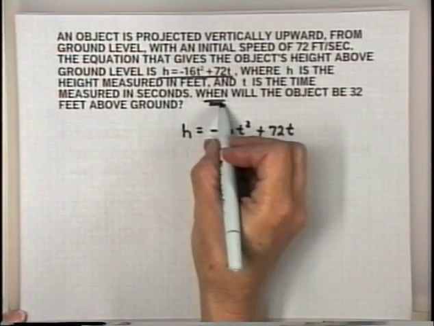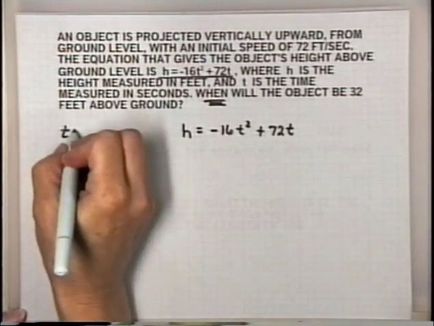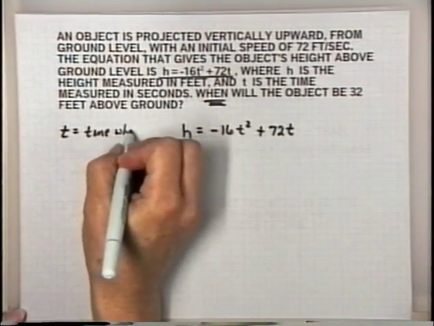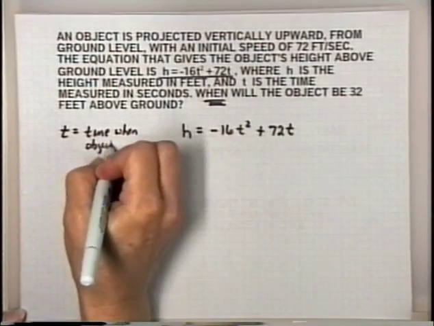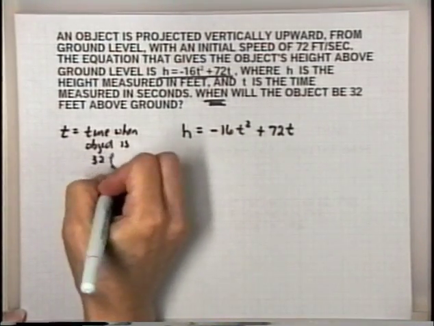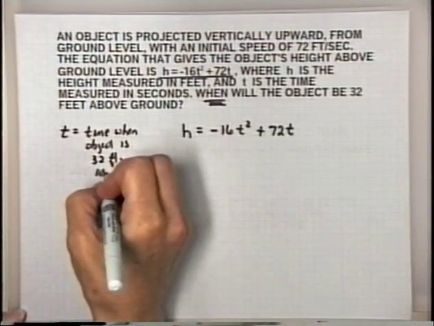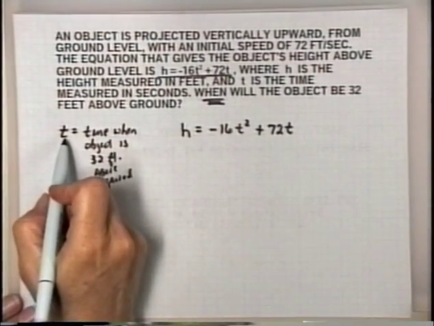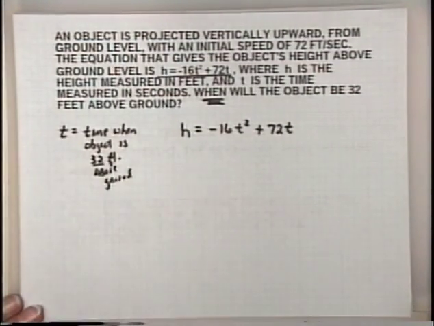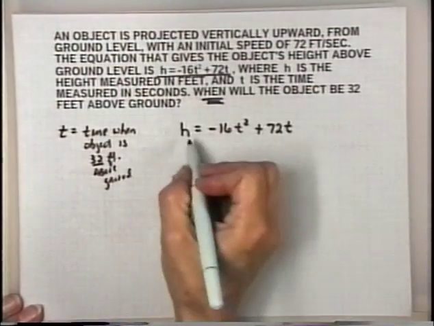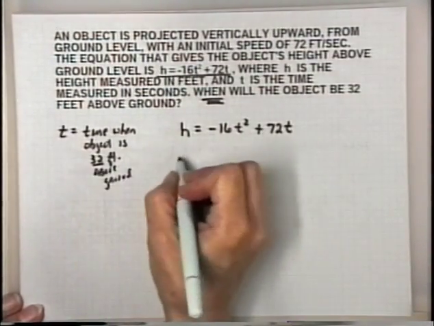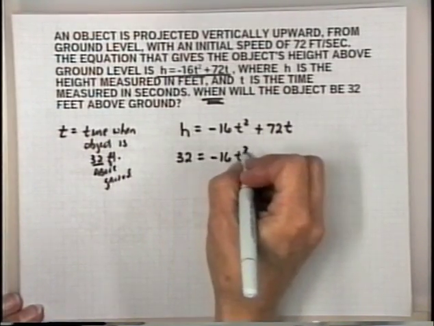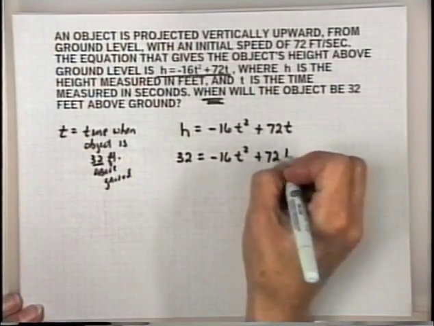We are looking for when. So t is what we're looking for, the time when the object is 32 feet above ground. You see what we're doing here, we're looking for t, but we are given h, 32 feet above ground. So we want to substitute for this h 32 feet. 32 feet equals negative 16t squared plus 72t.